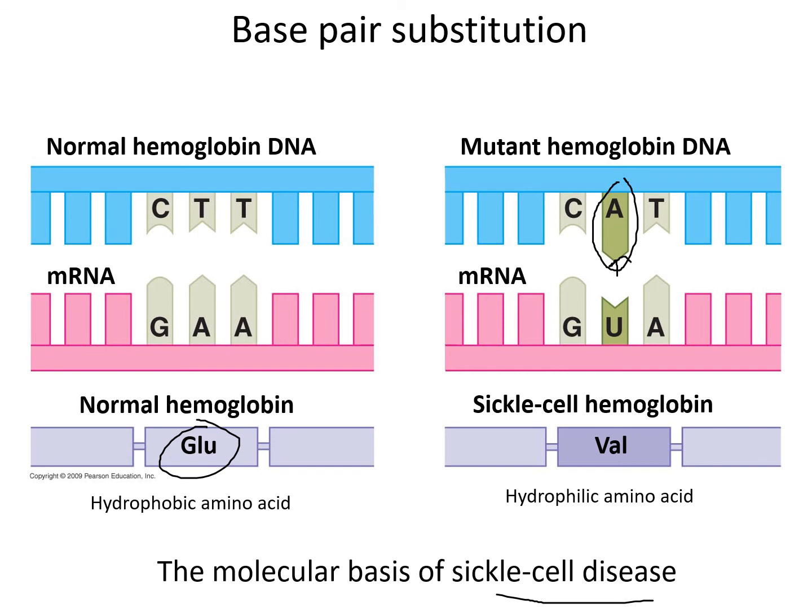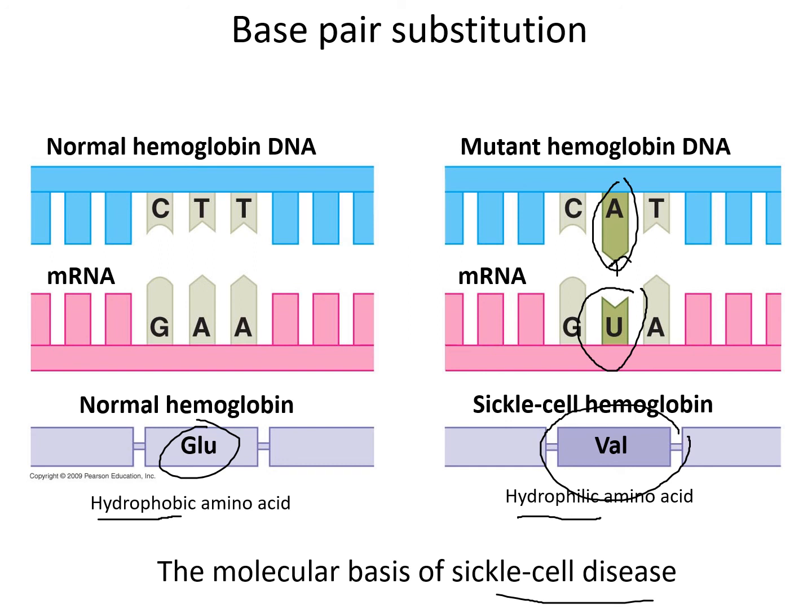T is changed to A, CAT, which changes this base to GUA, which changes this amino acid to valine. Now, valine is hydrophilic, whereas glutamic acid is hydrophobic. This changes the whole nature of the hemoglobin and is the basis for sickle cell disease. So sometimes a point mutation, just a small mutation like this, can cause a real problem.